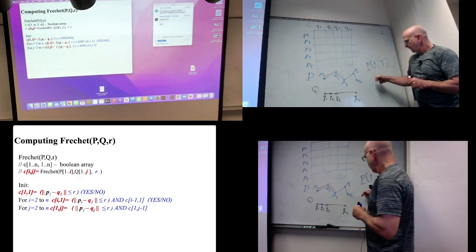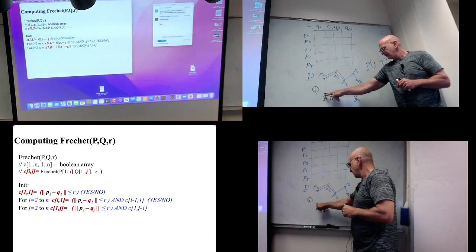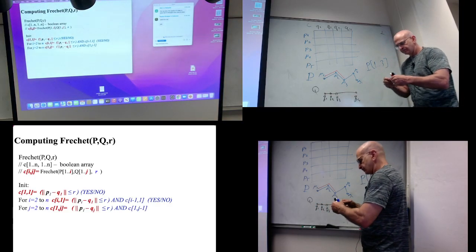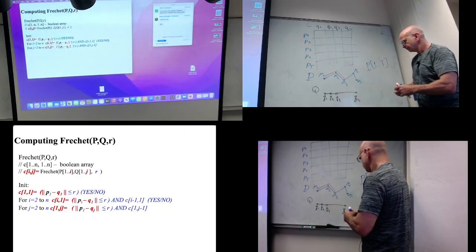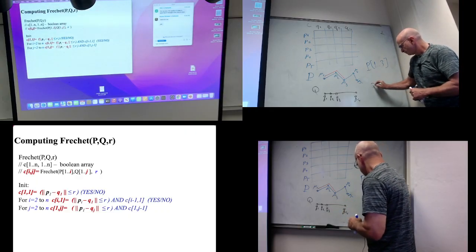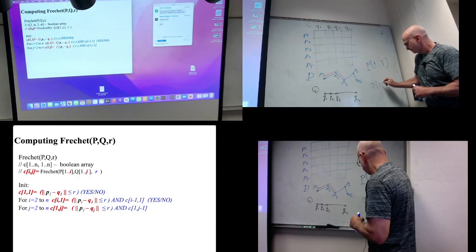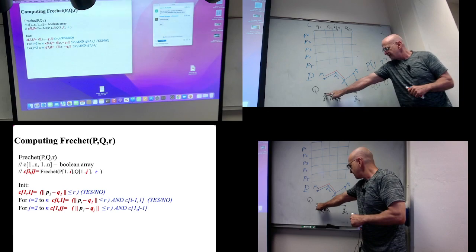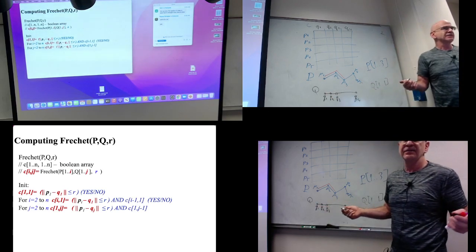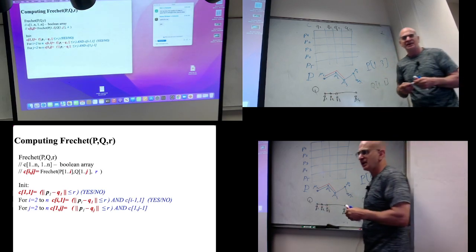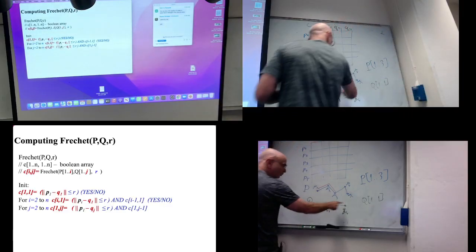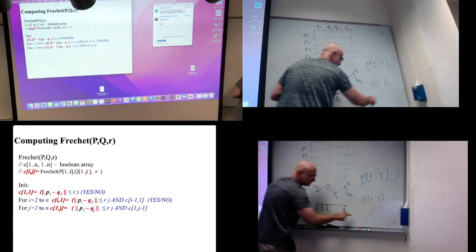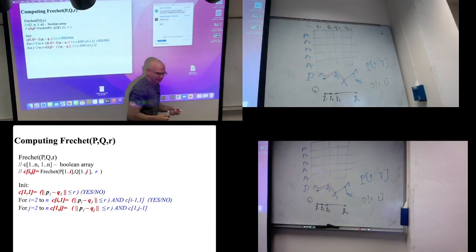And similarly, Q of 1..1, the same notation, is a polygonal path that consists just of the first vertex. It's a prefix of just a single vertex. Q of 1..4 will be a prefix of 4 vertices.